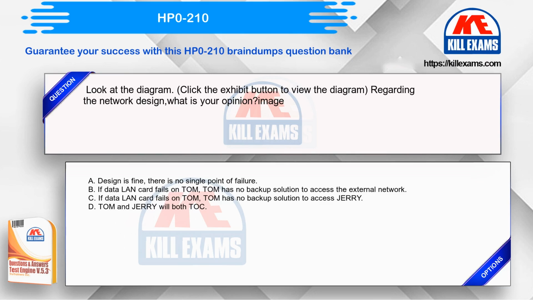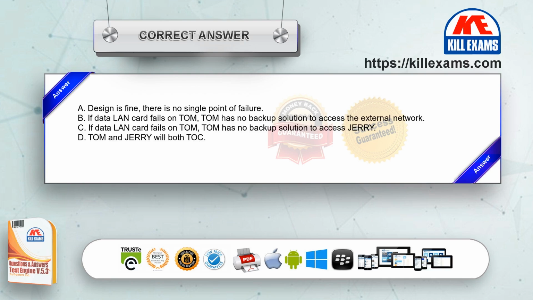Option B. If data LAN card fails on Tom, Tom has no backup solution to access the external network. Option C. If data LAN card fails on Tom, Tom has no backup solution to access Jerry. Option D. Tom and Jerry will both TOC. The correct answer is option A.